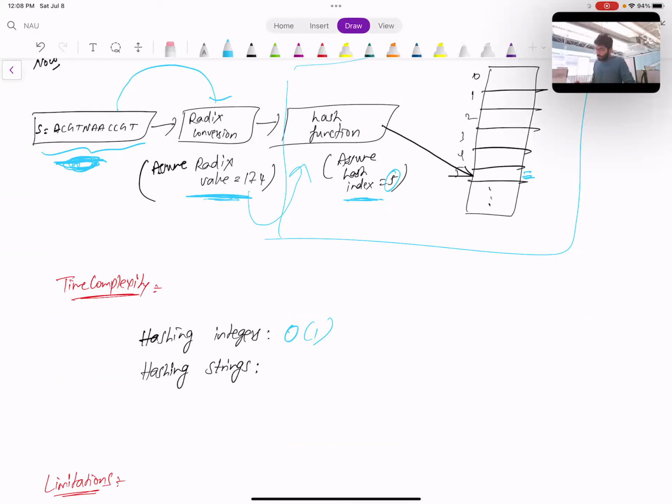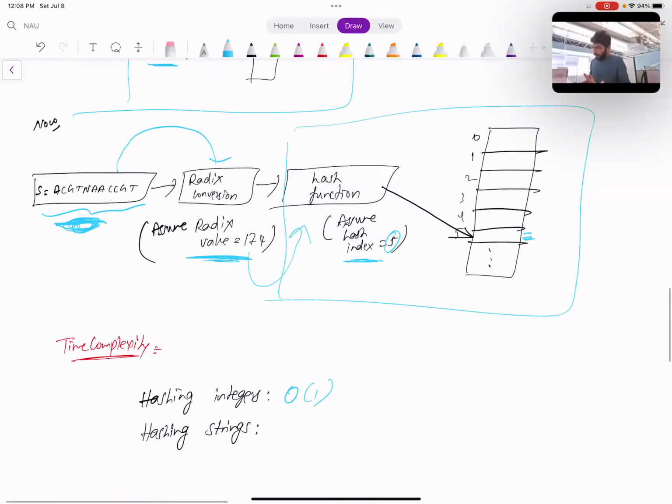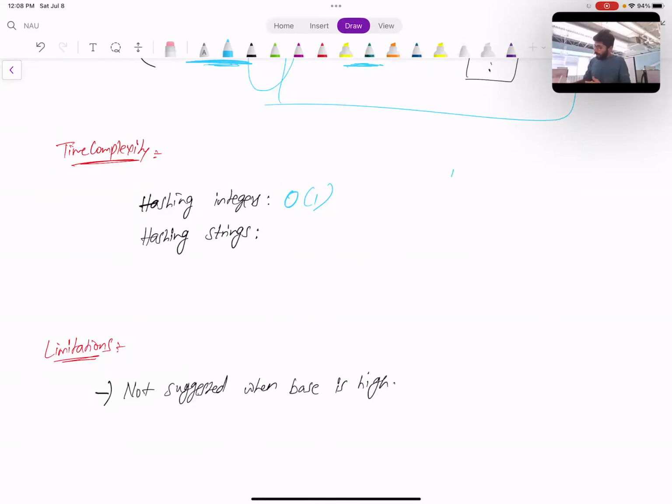Now the question comes, what would be the time complexity for hashing strings? Now we have to be very careful in understanding the time complexity here. What exactly are we trying to do? Assume I took some string A, N, C, G, A. What did we do? To hash this, we went to the last character, we used some formula.